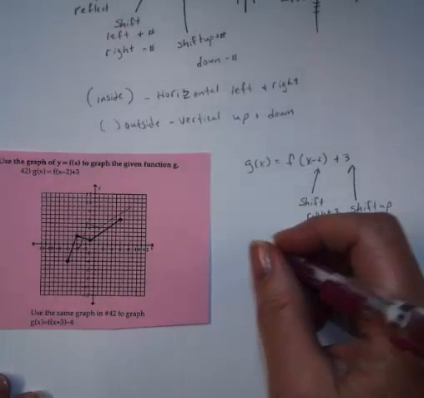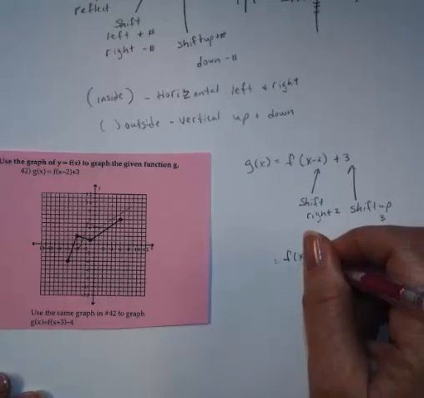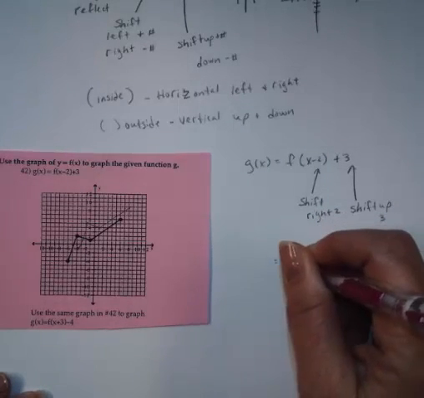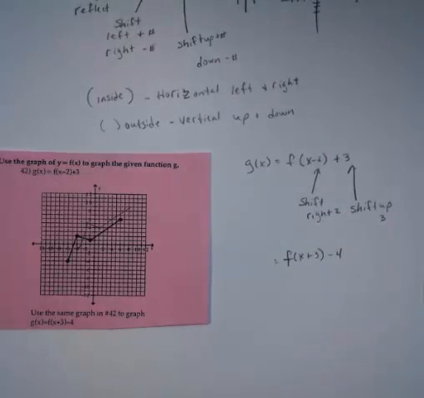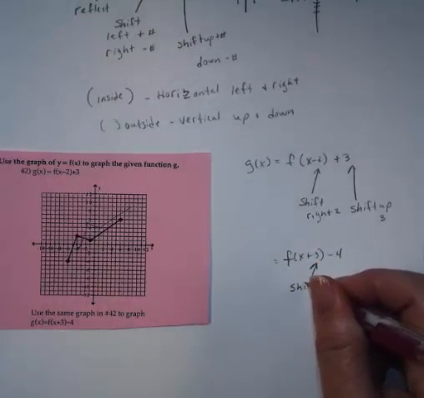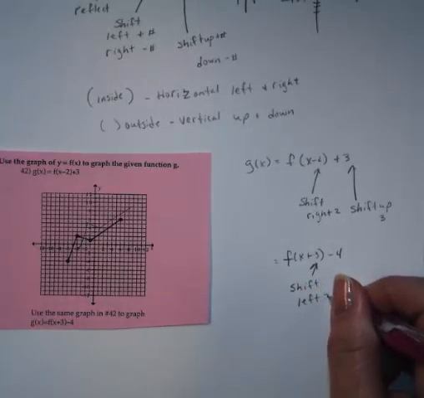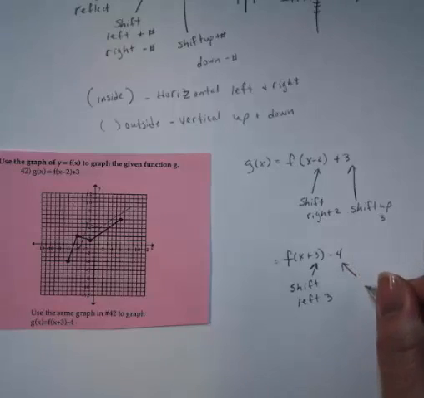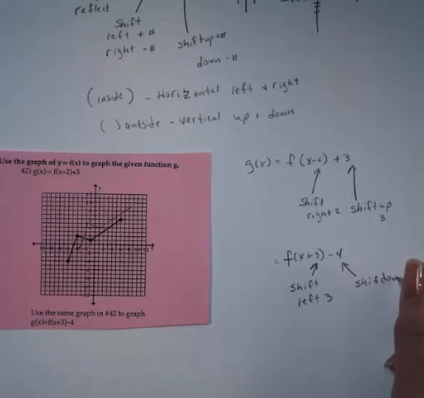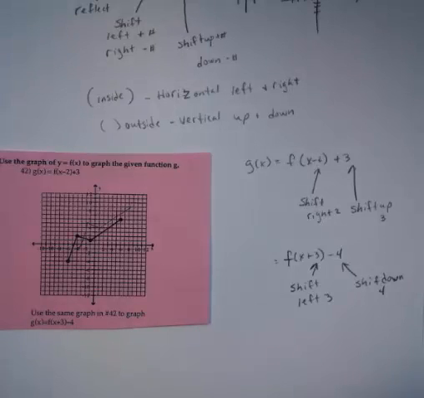The next one we're going to look at is if we had it equal to f of x plus 3 minus 4. So we're doing the same kind of thing here. This one is actually going to shift left 3, and then it's going to shift down 4. So we're going to take the same points and we're going to regraph it.